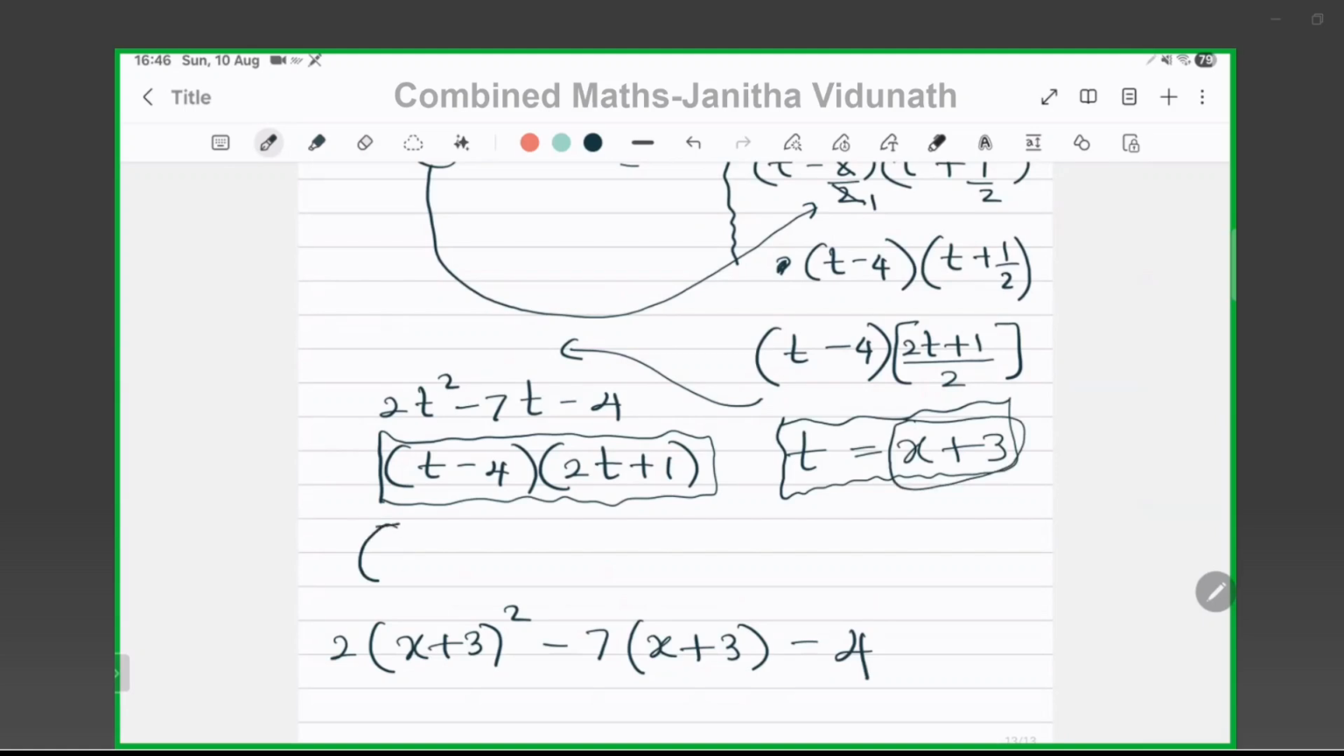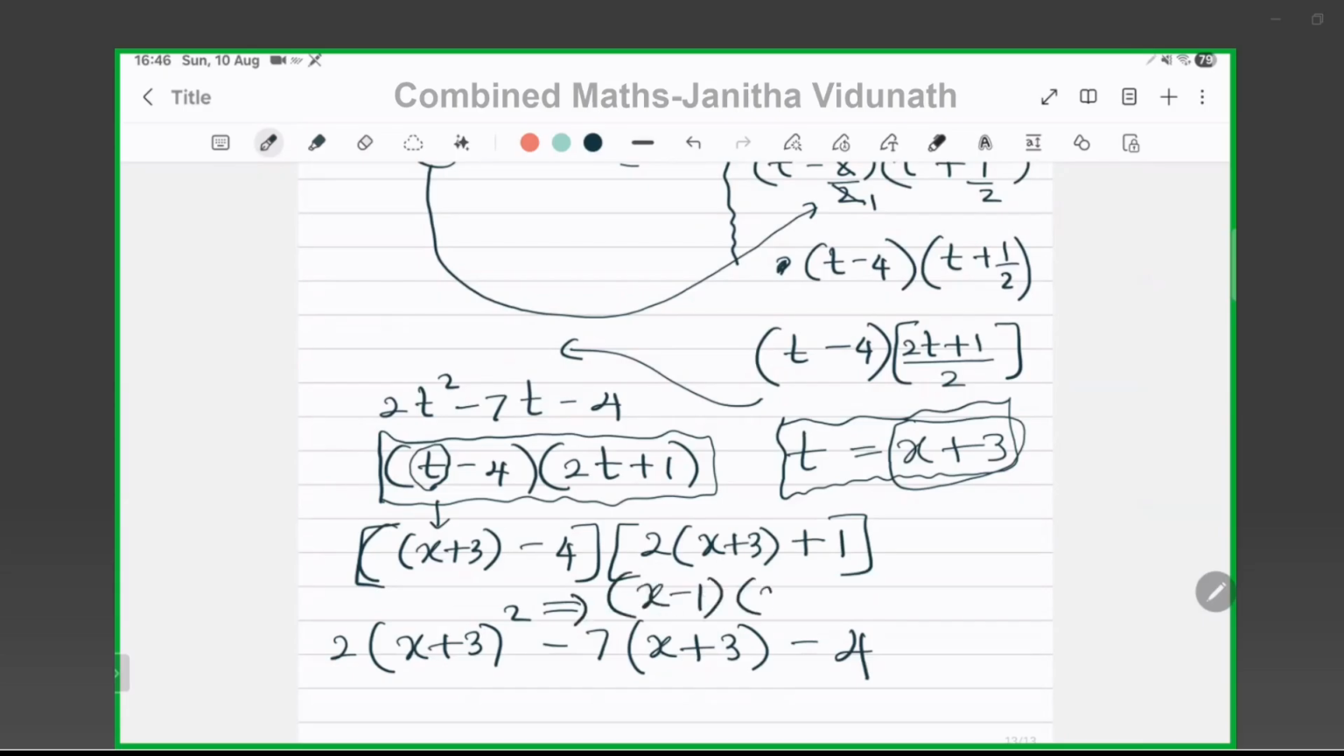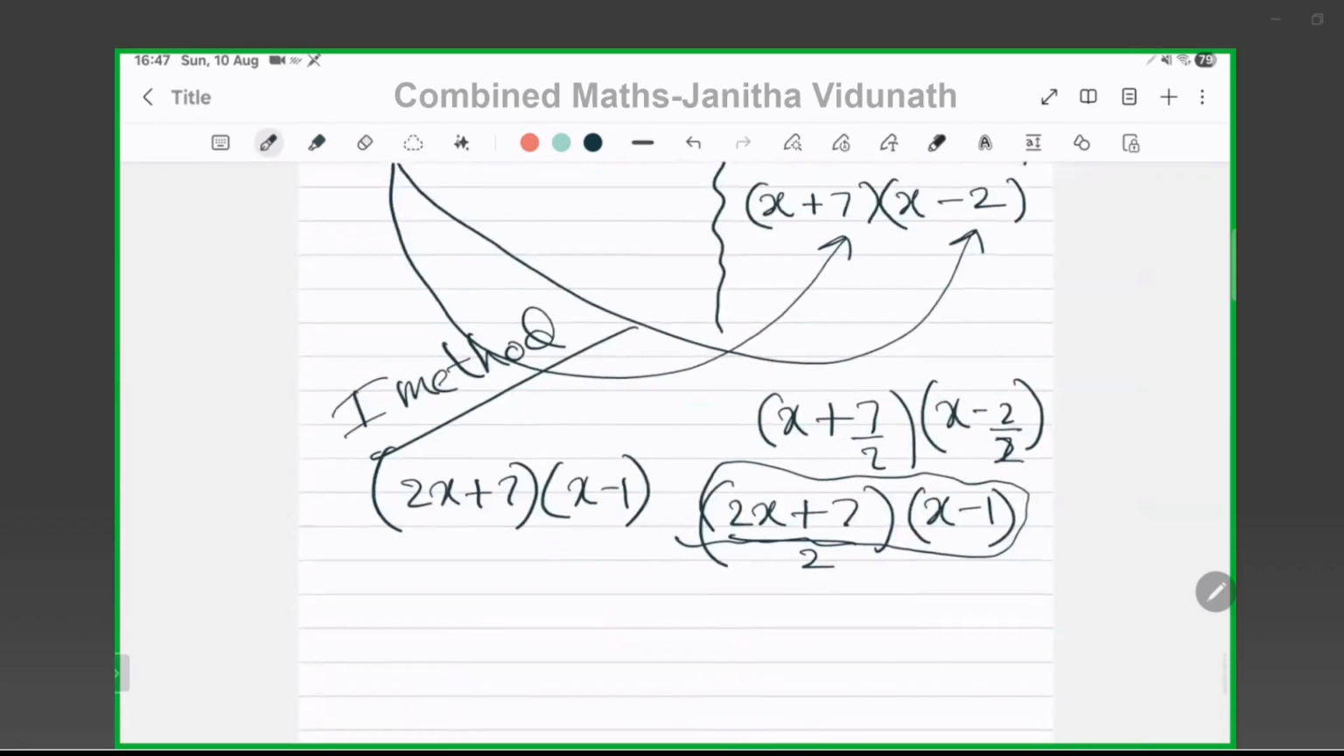Then we get x plus 3 minus 4. Here what I do is simply substitute t with x plus 3. Then 2 times t means 2 times x plus 3, plus 1. Then finally we get x minus 1 times 2x plus 6 plus 1. Finally we get x minus 1 and 2x plus 7. This is the answer. We got the same answer as with our first method.